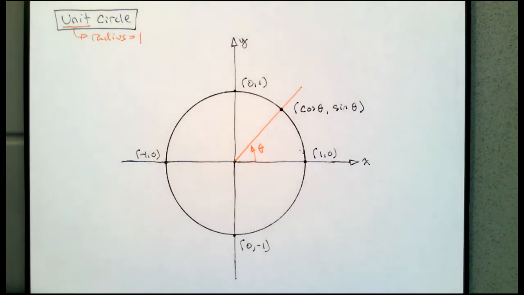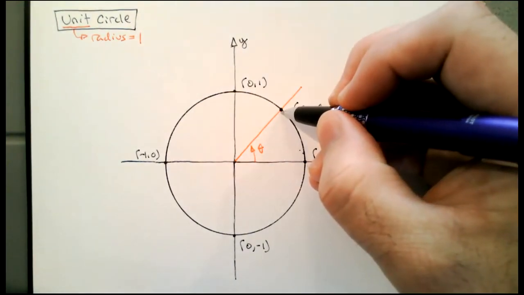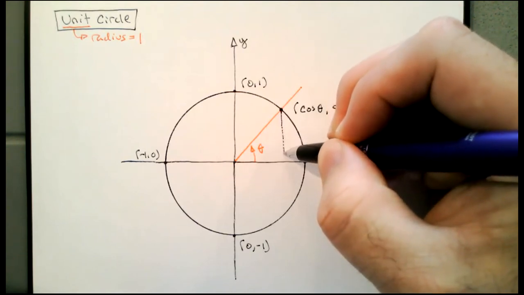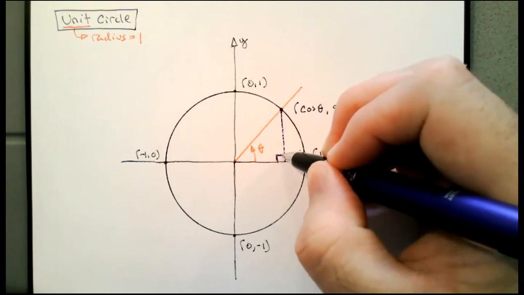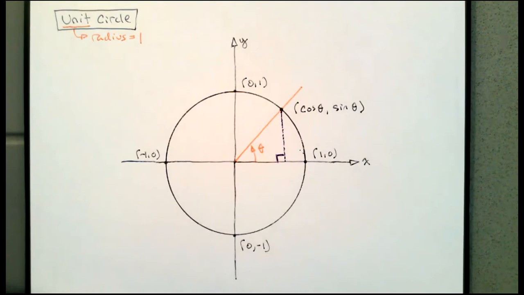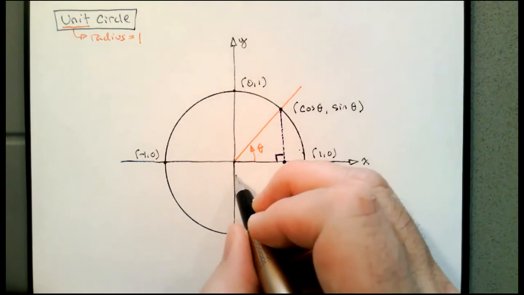What we're going to do is pull the right triangle out of the unit circle, because that's where we started our trigonometry journey. We started with ratios of opposite, adjacent, and hypotenuse. So what we're going to do is take this theta, and from the point cosine theta, sine theta, I'm going to drop a line down perpendicular to the x-axis to make a right angle. So the coordinates of that point here is going to be x. This distance is going to be x.